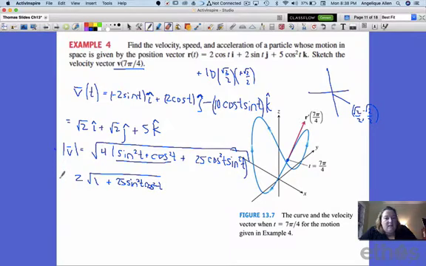So this is going to be our speed at time t, our magnitude. And if we had to plug in a particular value, we would be able to do it to this formula to find the speed at a given point in time. It did not ask us to do that, so I'm going to move on to acceleration.